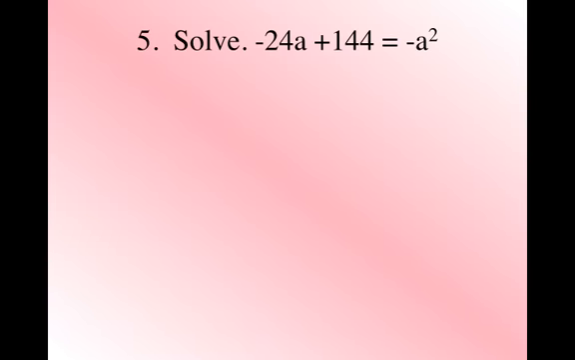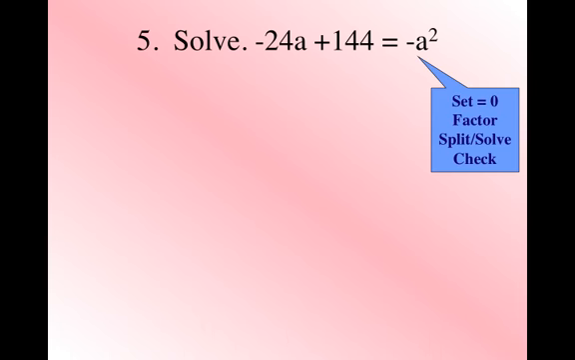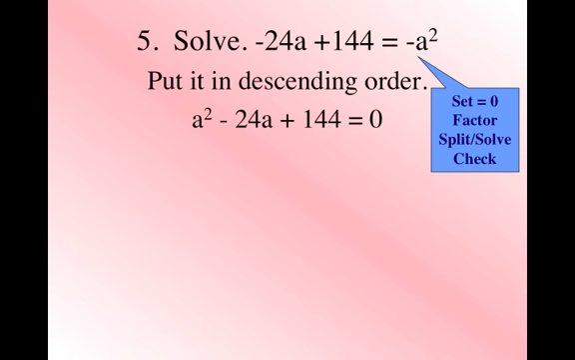Okay, and problem number 5, this one's a little bit more difficult because it is not already equal to 0, so we need to make sure it is equal to 0. And also, since we're going to be factoring, we need to make sure that everything's in descending order. So we're actually going to add an a squared to both sides so that we can put it in descending order. By adding the a squared to both sides, putting it in descending order, it is now equal to 0. And now we can go ahead and factor it.